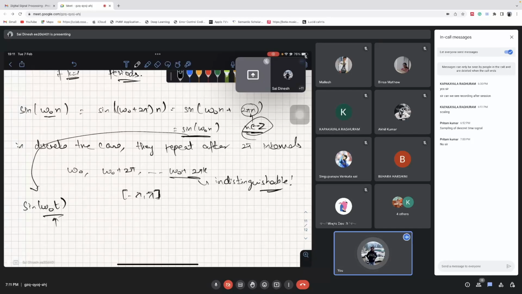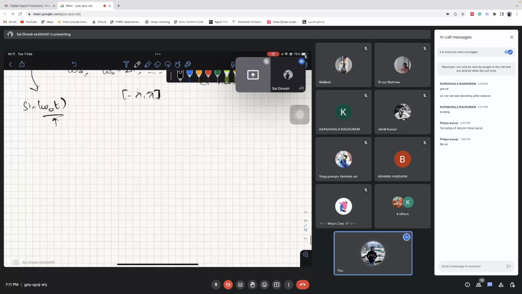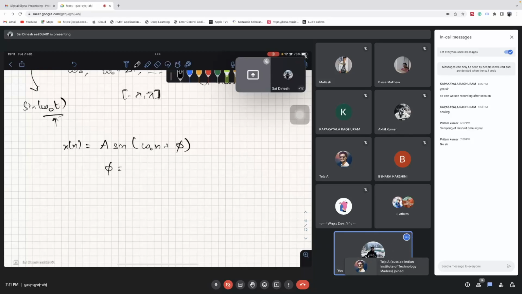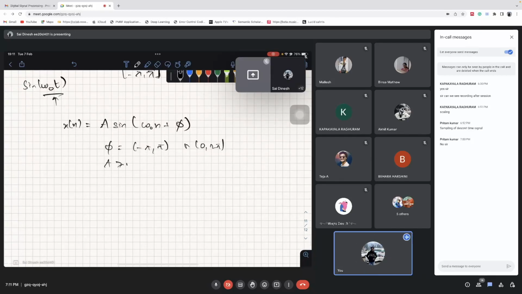Now let's get back to the old case where we have x of n is equal to a sin omega naught n plus phi, right? And then phi is equal to minus pi to pi or 0 to 2 pi, which is the phase. A greater than 0, omega naught is also greater than 0, let's say.